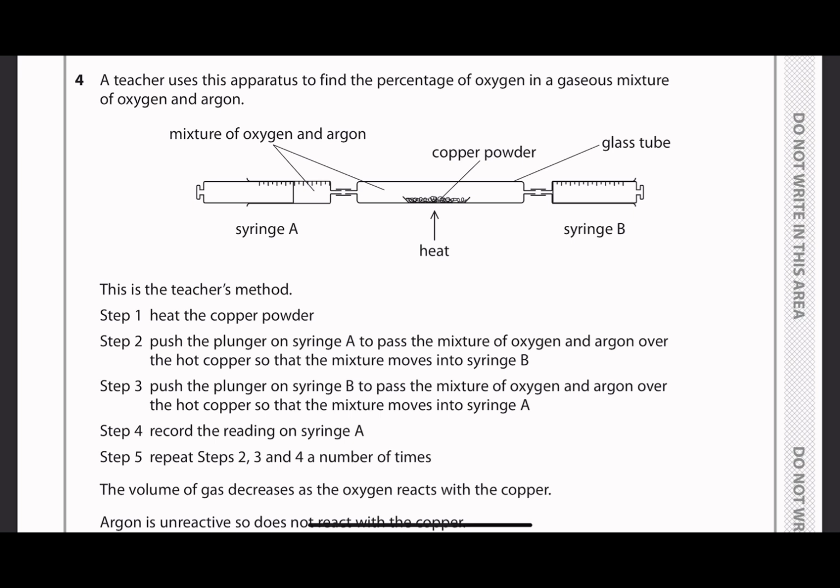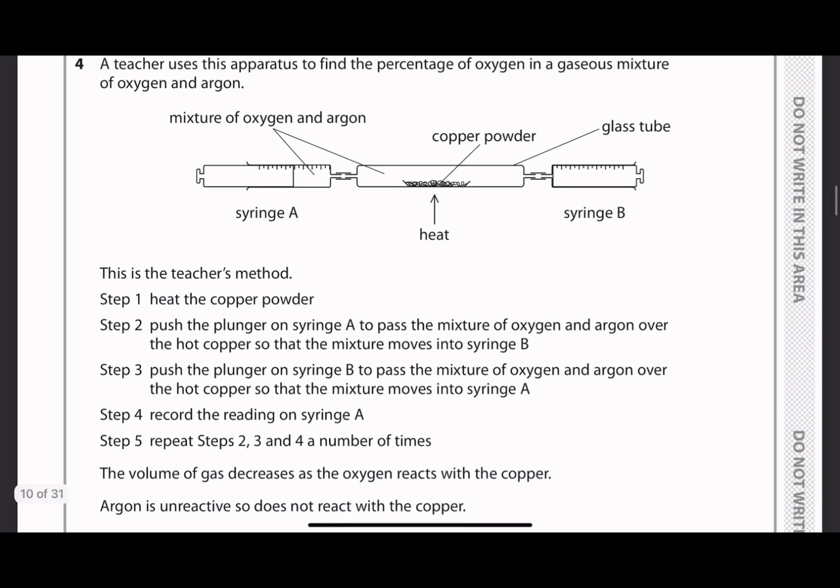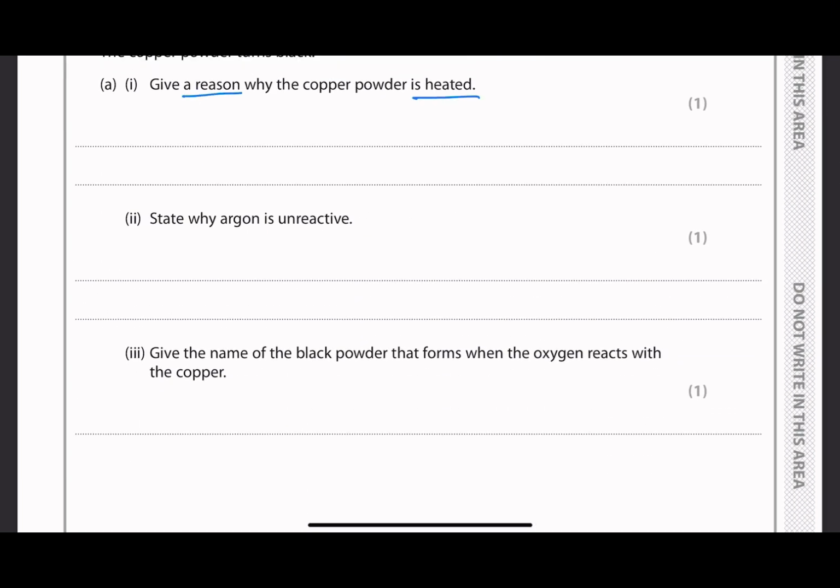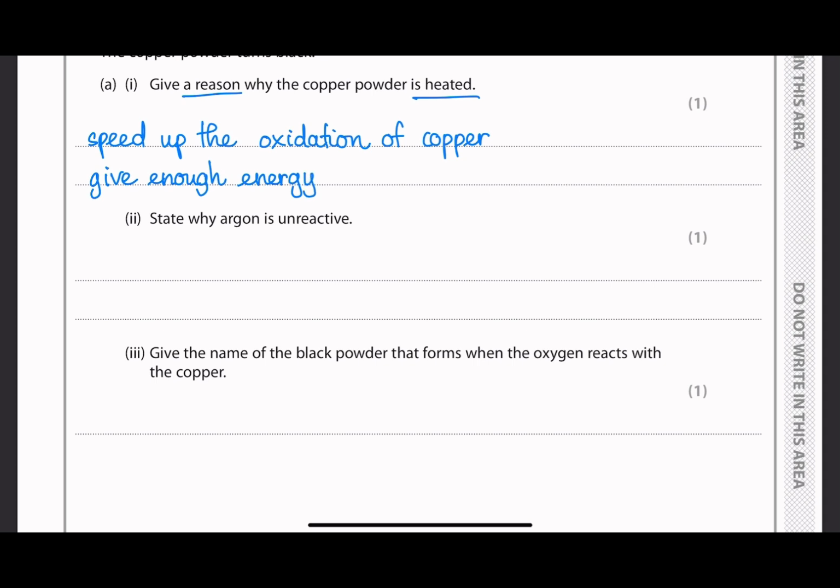Okay, so then the fourth question. This is another experiment where we have copper powder and a mixture of oxygen and argon gas. So the copper powder reacts with the oxygen to produce copper oxide, and they ask why the copper powder is heated. So usually heat is provided as a catalyst to speed up a reaction. So in this case, it could be used to speed up the oxidation of copper by giving the copper particles more energy to react.